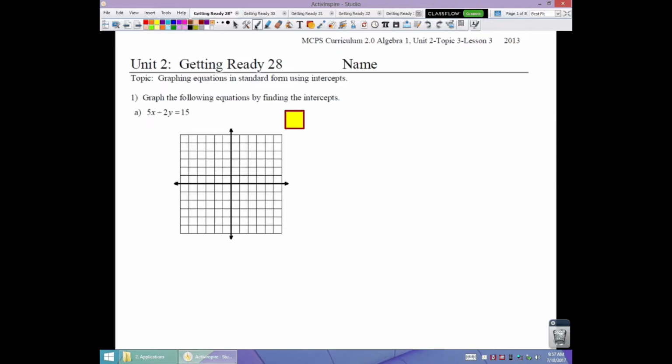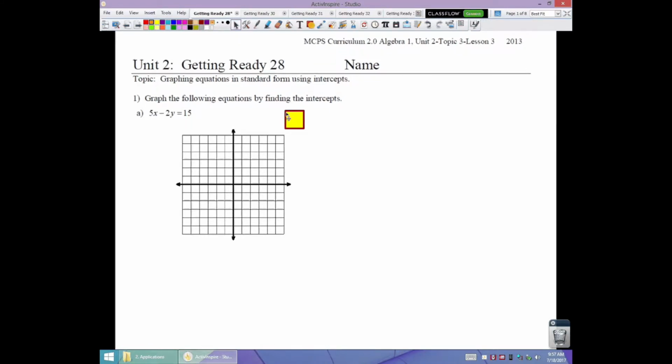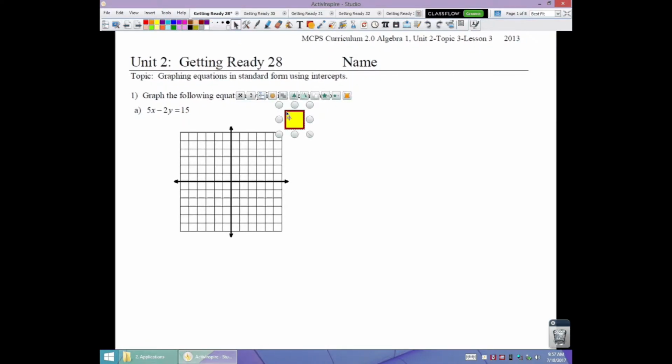Okay, so we're going to graph these linear equations by finding intercepts. When we have the standard form of a linear equation and we need to graph, the quickest way to do it is just identify the two intercepts, the x-intercept and the y-intercept. So what we do for that, because it's in standard form, is just take turns covering each variable.